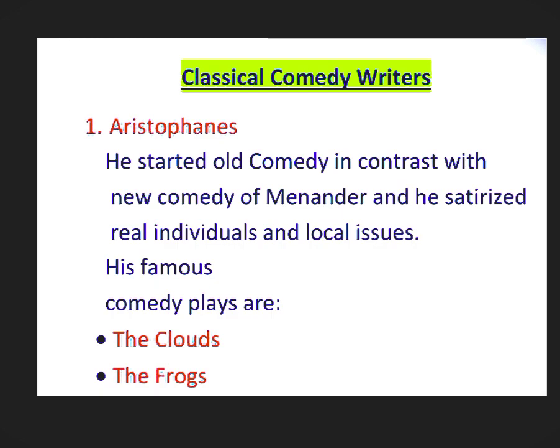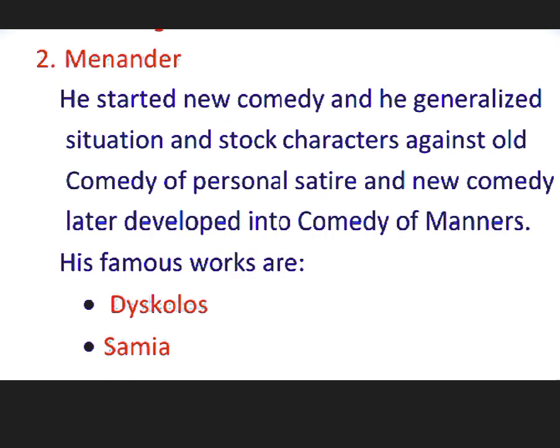Classical comedy writers. The first one is Aristophanes. Aristophanes started old comedy in contrast with the new comedy of Menander, and he satirized real individuals and local issues, and his famous comedies are The Clouds and The Frogs. These two comedies are very famous by Aristophanes. Always remember that he started old comedy, and Menander started new comedy. He satirized individuals and local issues. These two things are very important about Aristophanes.